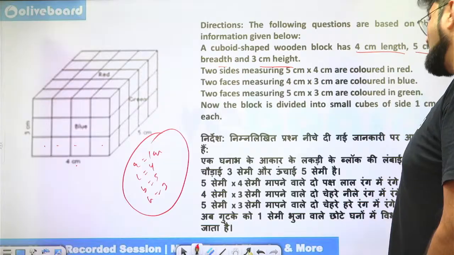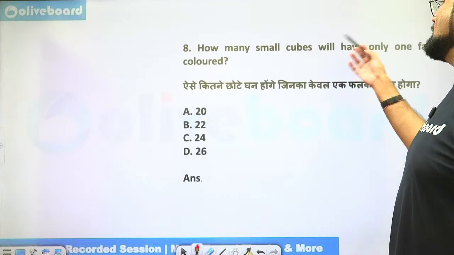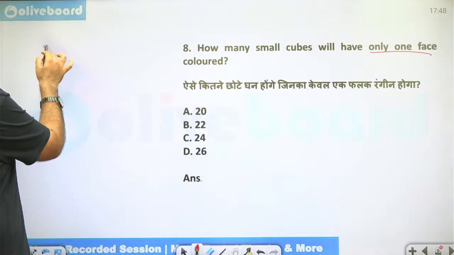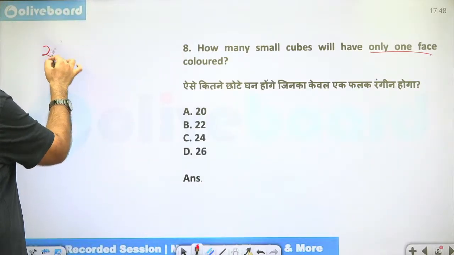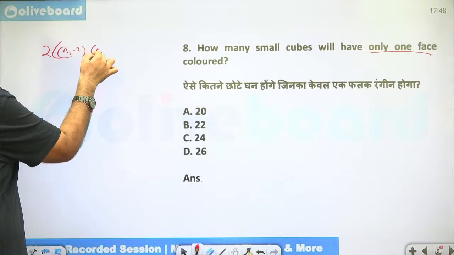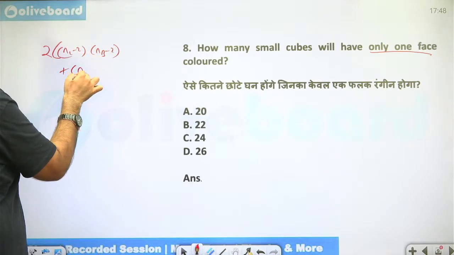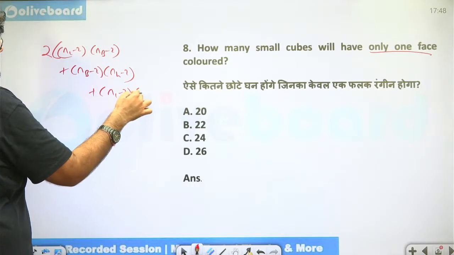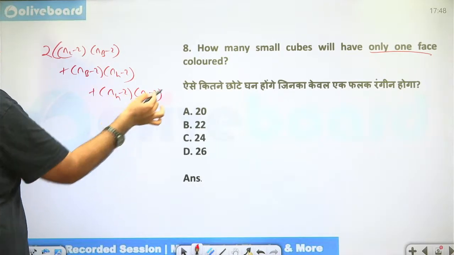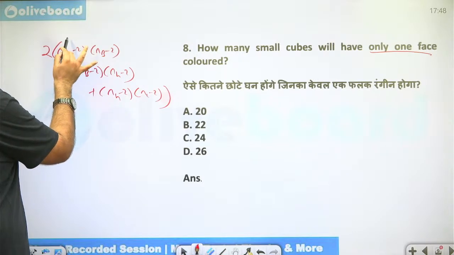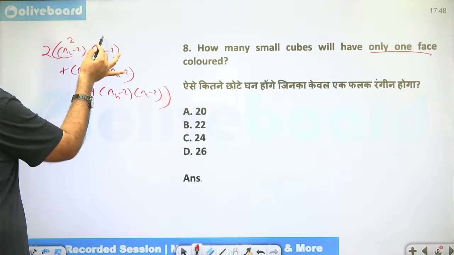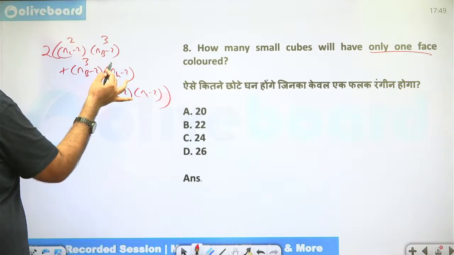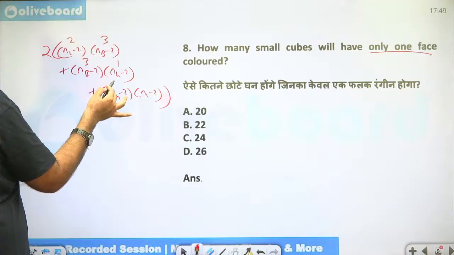The question is asking how many cubes will have only one face painted. So the formula for one face painted is as per the total surface area of the cuboid: 2 into (NL minus 2)(NB minus 2) plus (NB minus 2)(NH minus 2) plus (NH minus 2)(NL minus 2). And we know NL is 4, 4 minus 2 is 2, NB is 5, 5 minus 2 is 3 and NH is 3, 3 minus 2 is 1.